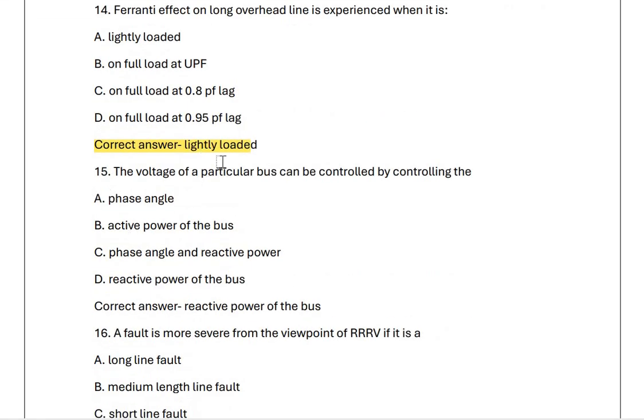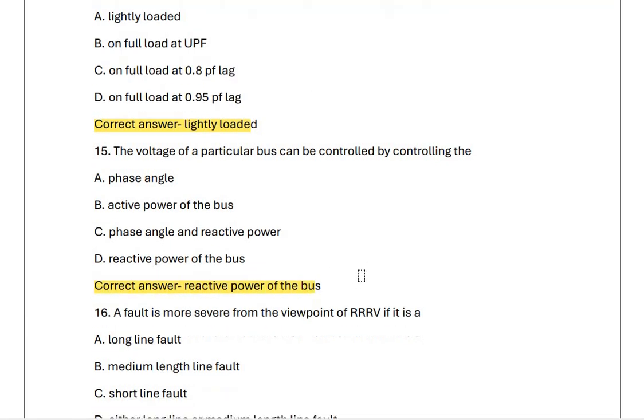15. The voltage of a particular bus can be controlled by controlling the A. phase angle, B. active power of the bus, C. phase angle and reactive power, D. reactive power of the bus. Correct answer: reactive power of the bus.